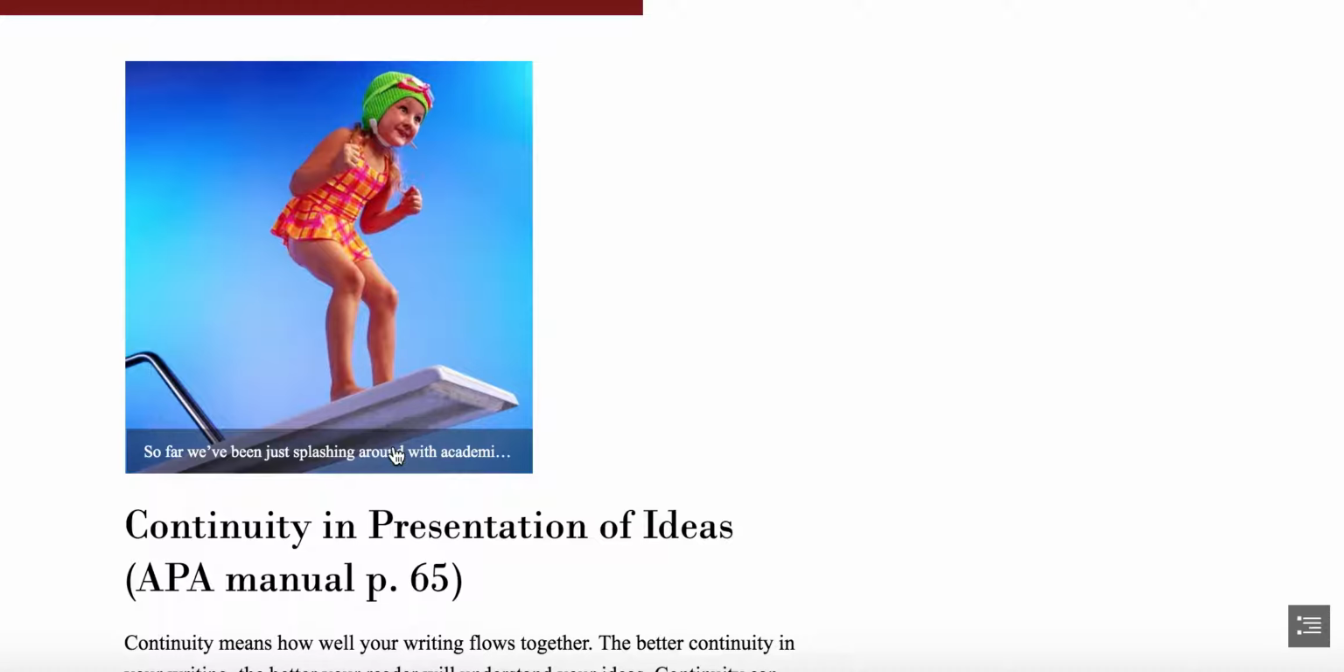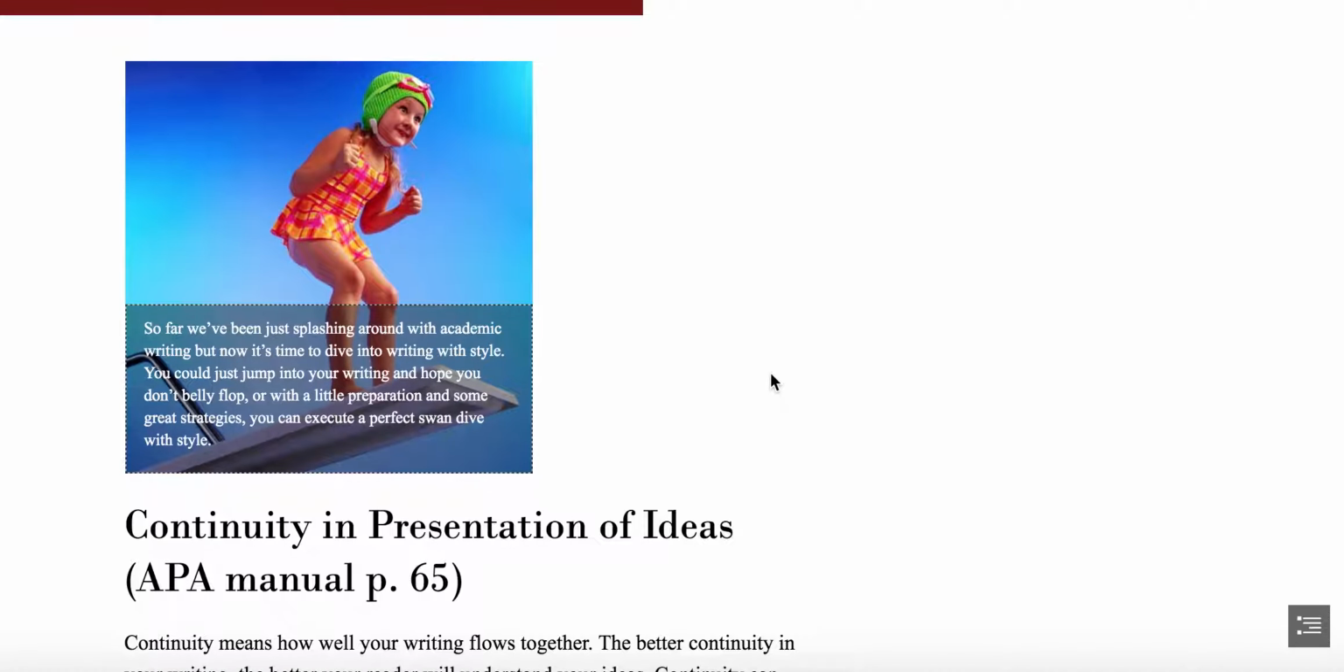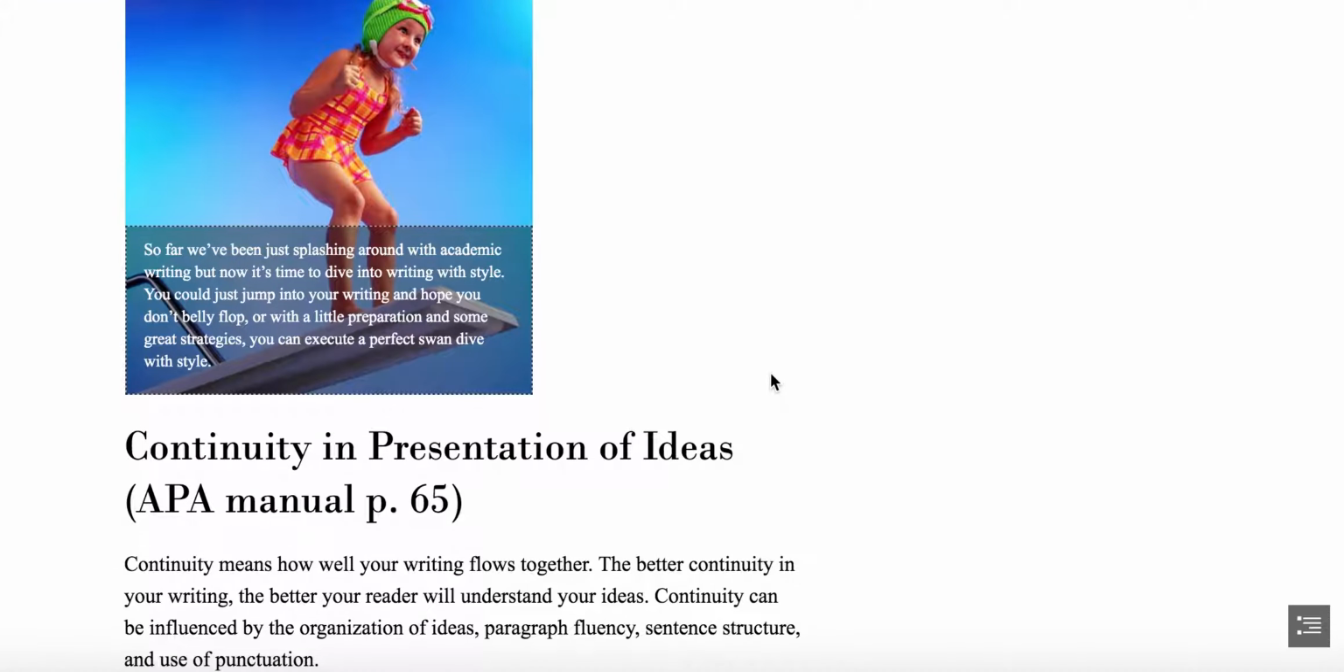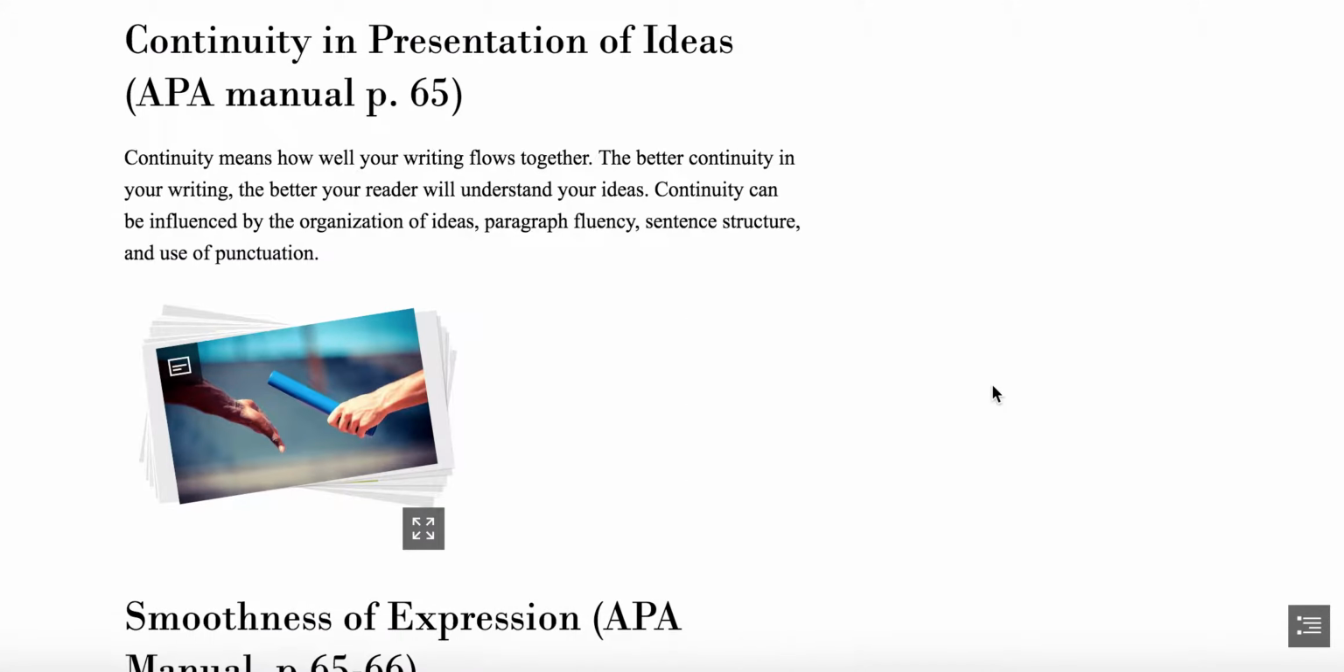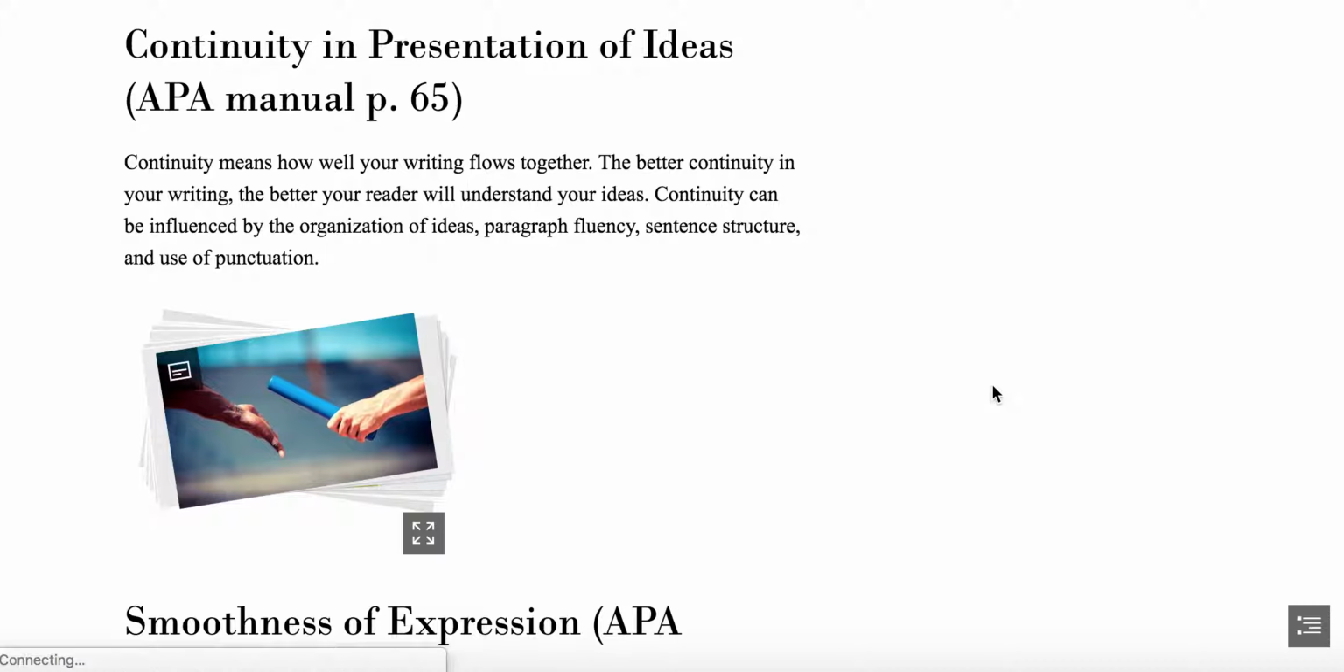So far, we've just been splashing around with academic writing, but now it's time to dive into writing with style. You could just jump into your writing and hope you don't belly flop, or with a little preparation and some great strategies, you can execute a perfect swan dive with style. So, let's talk about continuity. All of these come from the APA manual. So, continuity in presentation of ideas.